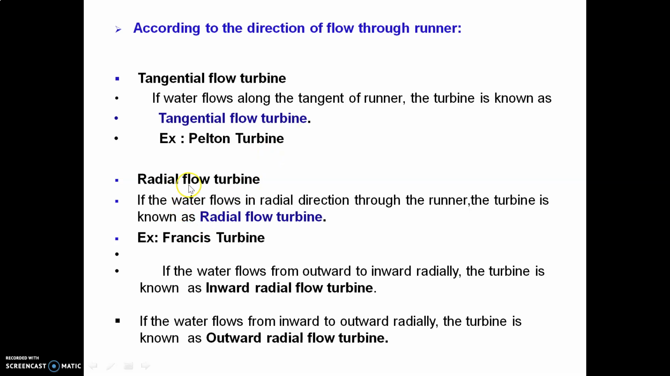Then you have radial flow turbine. If the water flows in radial direction through the runner, the turbine is known as a radial flow turbine. You have an example of Francis turbine. If the water flows from outward to inward radially, the turbine is known as inward radial flow turbine. And if the water flows from inward to outward radially, you call it an outward radial flow turbine.